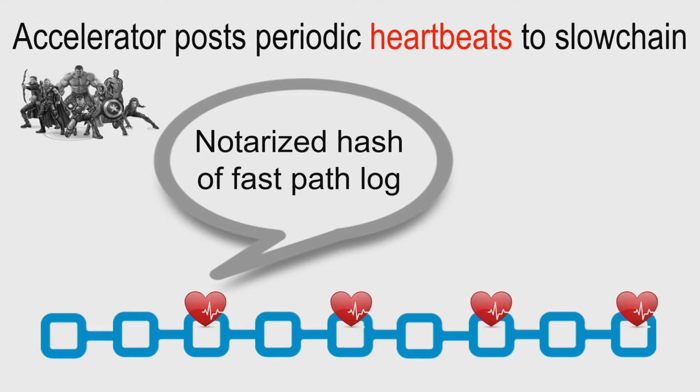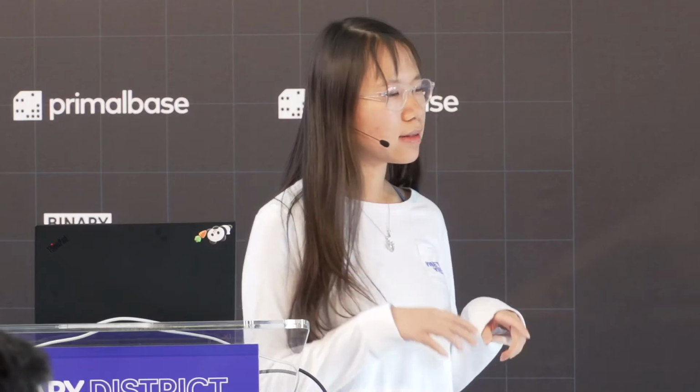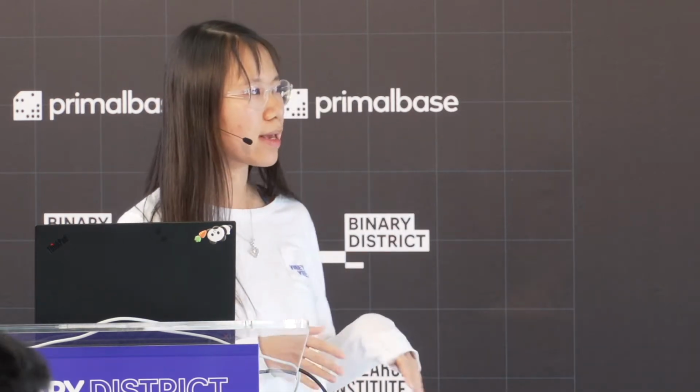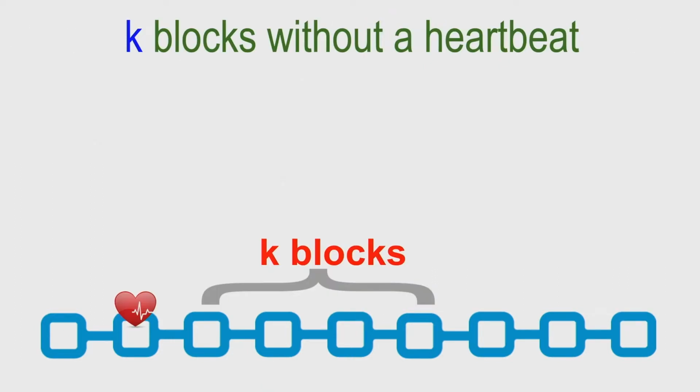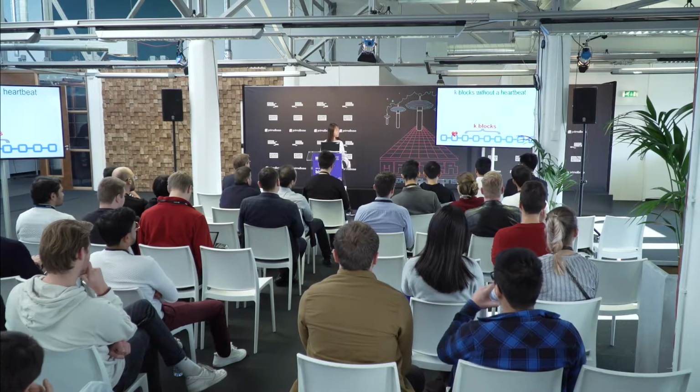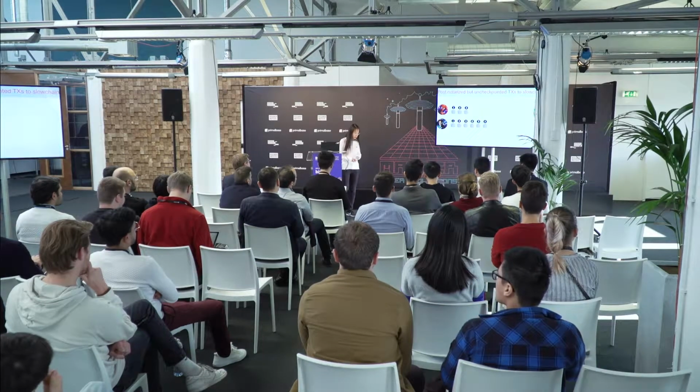So for the failure detection, the idea is also simple. When the fast path goes normally, the accelerator just periodically posts the checkpoint of the log of the fast path down to the underlying slow chain. We call this a heartbeat, and it can be seen by all of the committee members. But when something goes wrong, enough committee members will notice that for a long period of time, there are no more new heartbeats. Then these committee members will stop participating in this fast path, and they start to fall back to the slow chain.